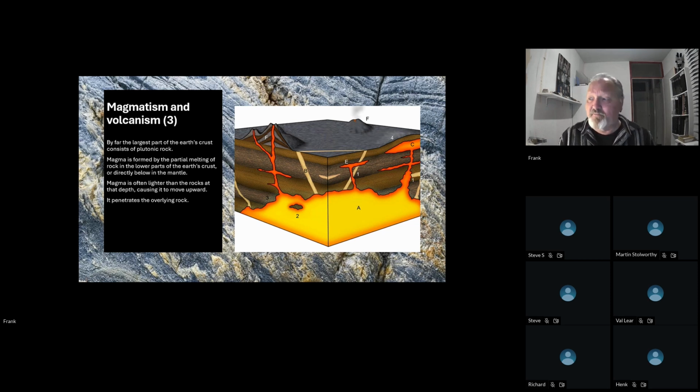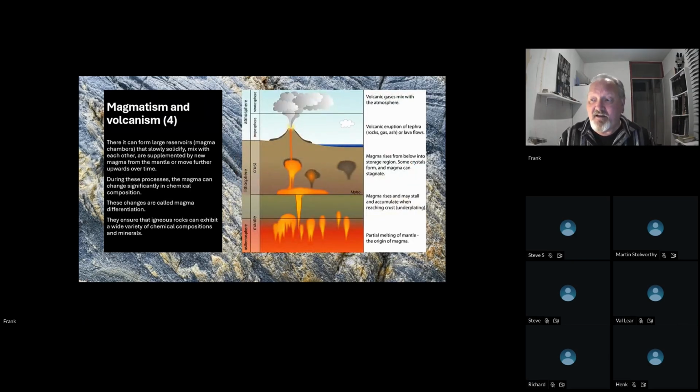Magma is formed by the partial melting of rock, it's called a melt, in the lower parts of the Earth's crust or directly below in the mantle. Magma is often lighter than the rocks at that depth, causing it to move upward. It penetrates the overlying rock. There it can form large reservoirs, which are called magma chambers, that slowly solidify, mix with each other, are supplemented by new magma from the mantle, or move further upwards over time.